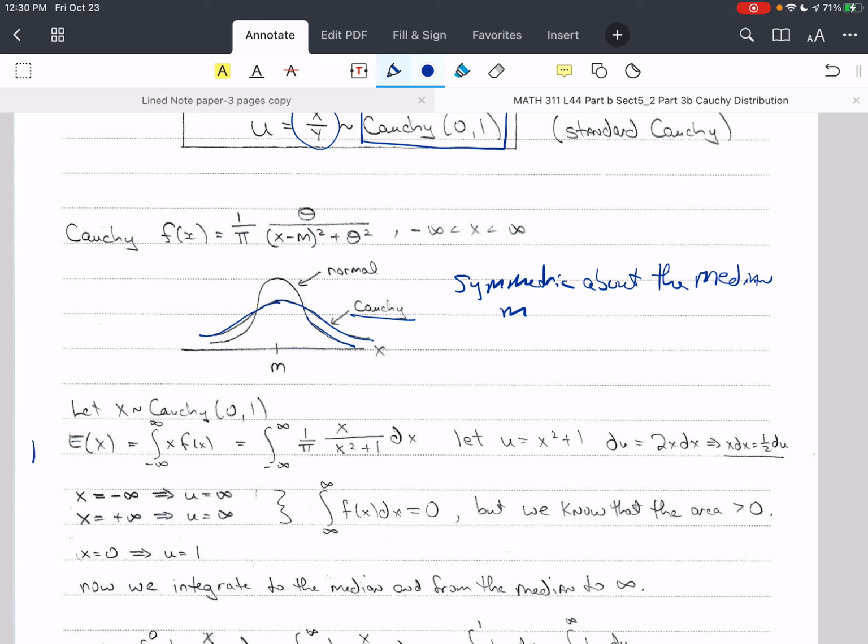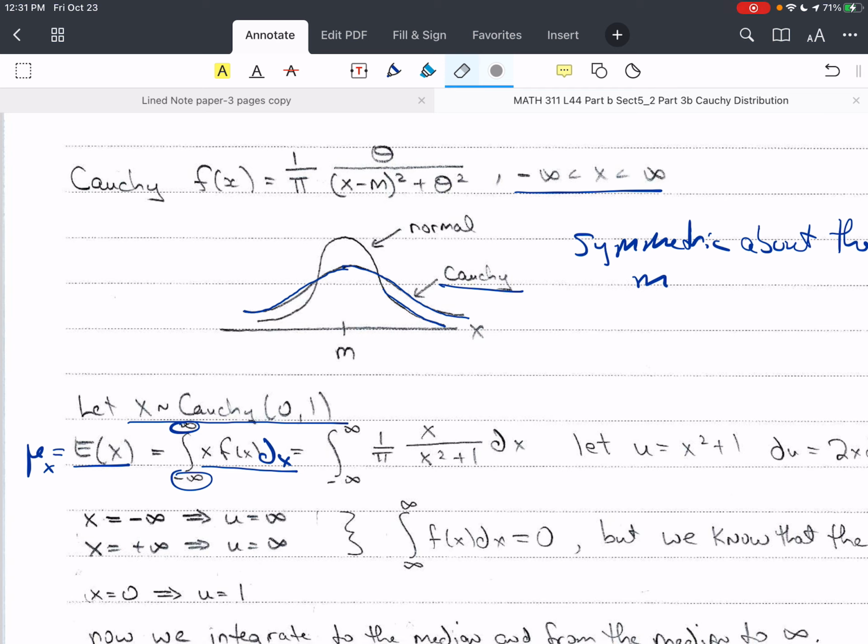Now, in order to integrate this, we're going to make a u substitution. But before we get there, let's look at our limits of integration. If x is negative infinity, then u becomes positive infinity, where u is x squared plus 1. If x is positive infinity, same thing, we get positive infinity. Well, this creates a problem because now I would be integrating from infinity to infinity, and that would give me an integral of 0. But we know that there is area under this curve. In fact, the area under the curve itself is 1, so multiplying that by x should give us a non-zero answer for the integral here.